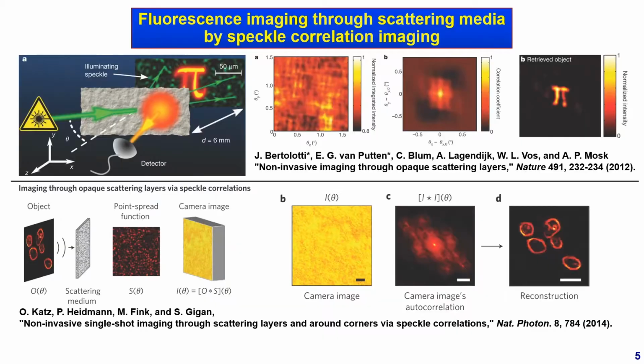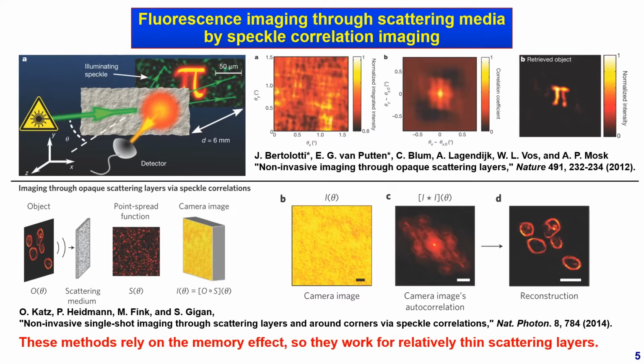One way to achieve fluorescence imaging through scatter media is by speckle correlation imaging. It uses the fact that the autocorrelation of a speckle pattern is a sharply peaked function. However, these methods rely on the memory effect, so they work for relatively thin scattering samples. Another way to achieve fluorescence imaging through scatter media is by feedback-based wavefront shaping and scanning the focus with the memory effect.